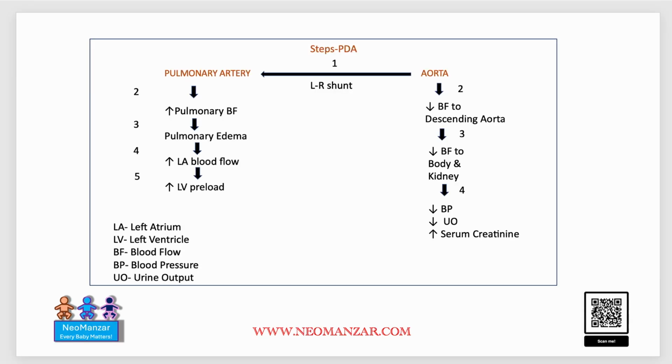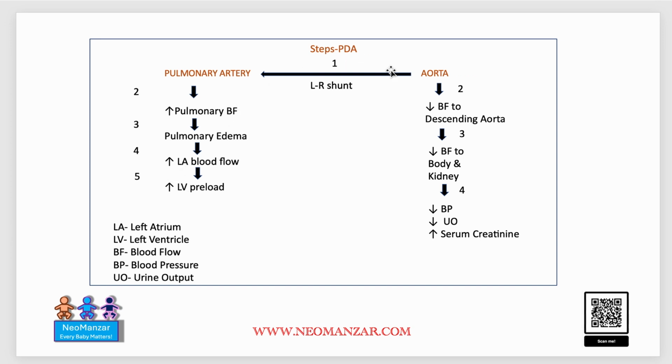Okay, here let's try to understand how PDA affects the flow on the pulmonary side and the aorta side. We'll start with step 1. As you can see here, there is a left to right shunt, so the pulmonary flow increases. Due to the increased blood flow, there is pulmonary edema. That leads to increased blood flow in the left atrium and then increased left ventricle preload. So this is happening on the pulmonary side.